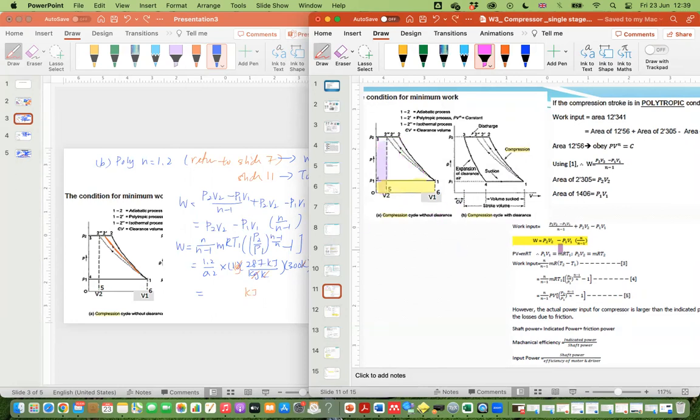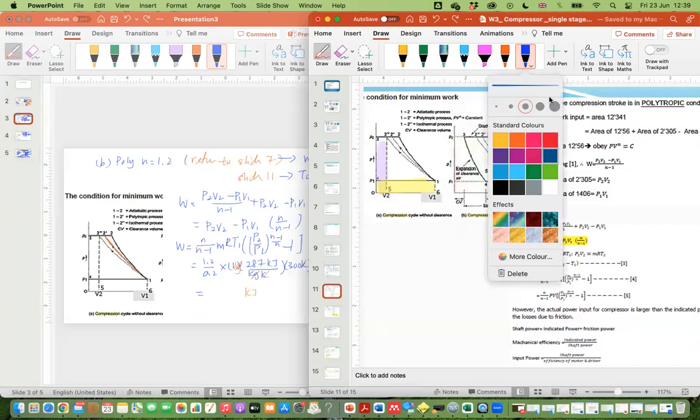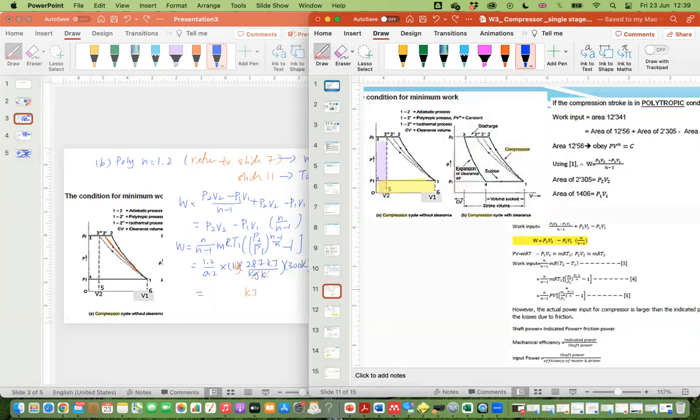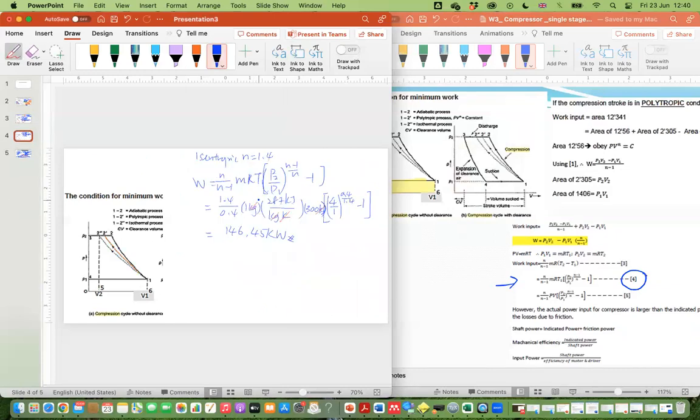Okay, and therefore, your equation is this. Then, we can use the equation here. Since we have T1, P2 and P1, I think it is more convenient for us to use equation 4. So I plug in all the values and you can get the answer. Is that okay? Okay, the last one is isentropic.